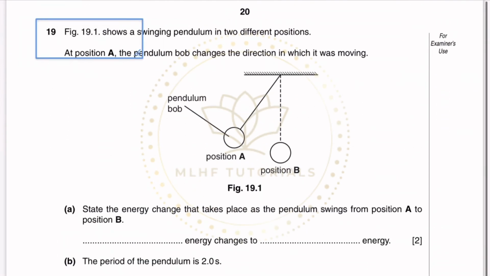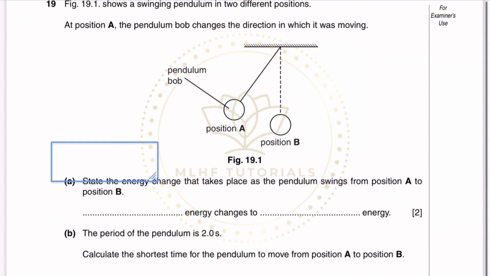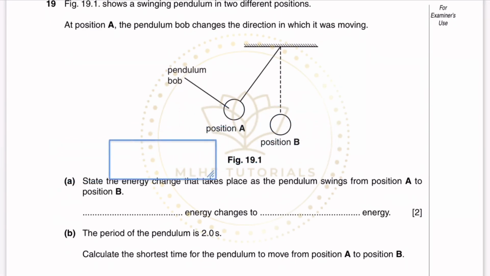Okay, last question, question 19. Figure 19.1 shows a swinging pendulum in 2 different positions. At position A, the pendulum bob changes the direction in which it was moving. So you have the pendulum here, position B. Okay, you're asked to state the energy change that takes place as the pendulum swings from position A to position B.